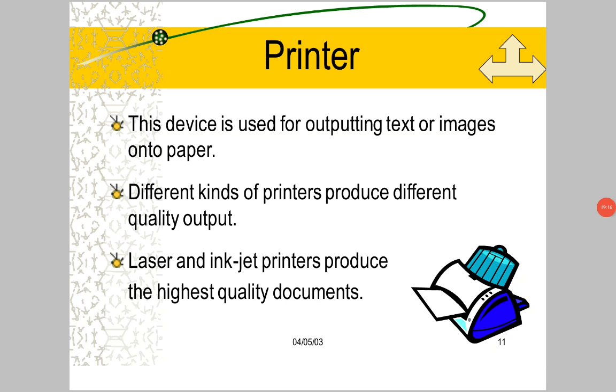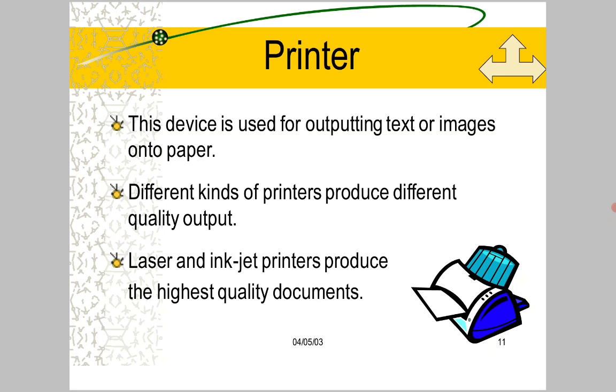So printers are another important output device. This device is used for outputting text or images on the printer. It is called a hard copy. What is a hard copy? Hard copy is a file to be printed on a paper or some paper by using different paper sizes.